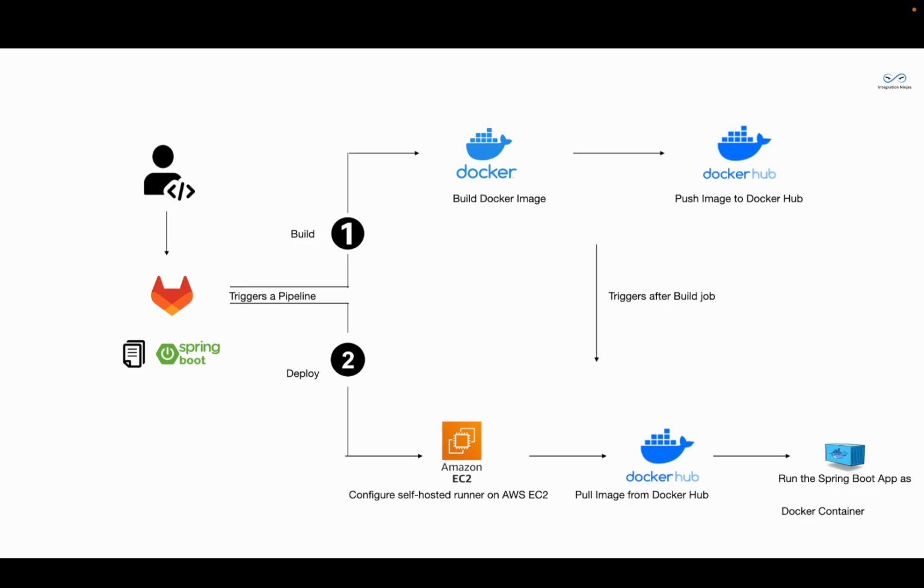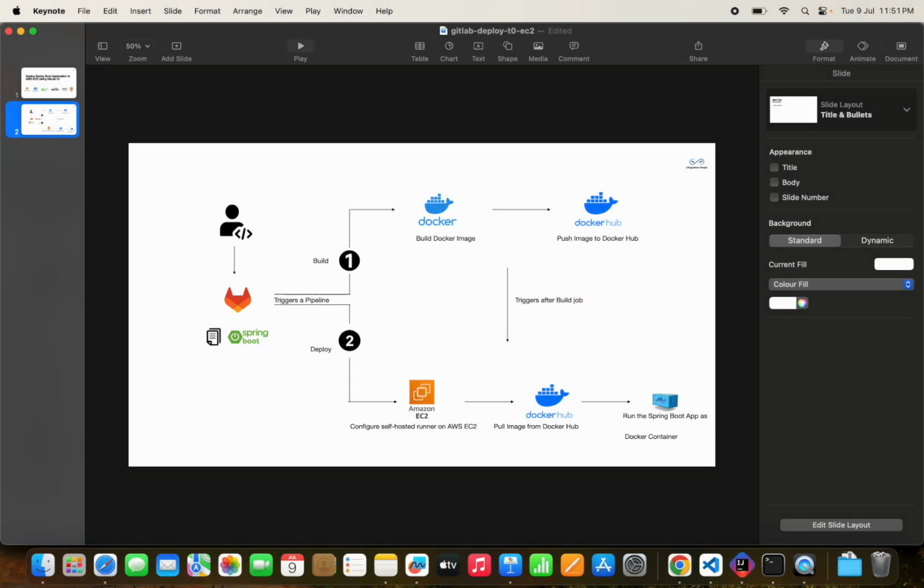In the build job, we'll just focus on creating the Docker image of our Spring Boot application. And in the deploy job, we are going to deploy it on an AWS EC2 instance. How will we do that? We are going to configure a self-hosted runner on the AWS EC2. There we will pull the image and run the Spring Boot app in a Docker container. All right, so let's go to the hands-on practice.